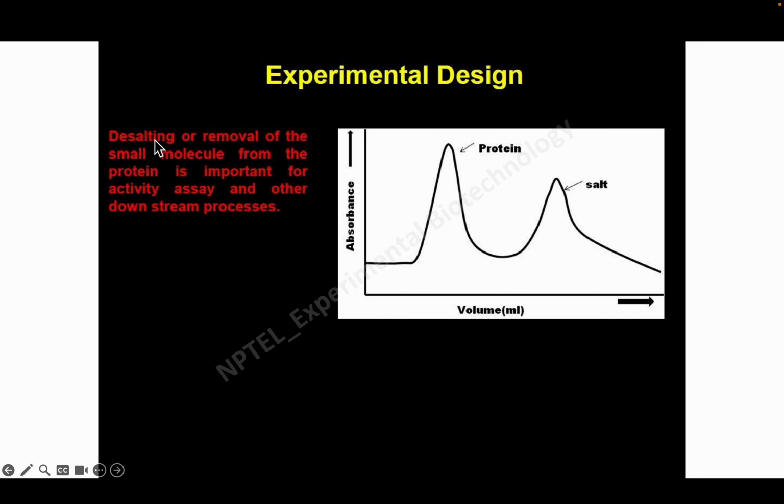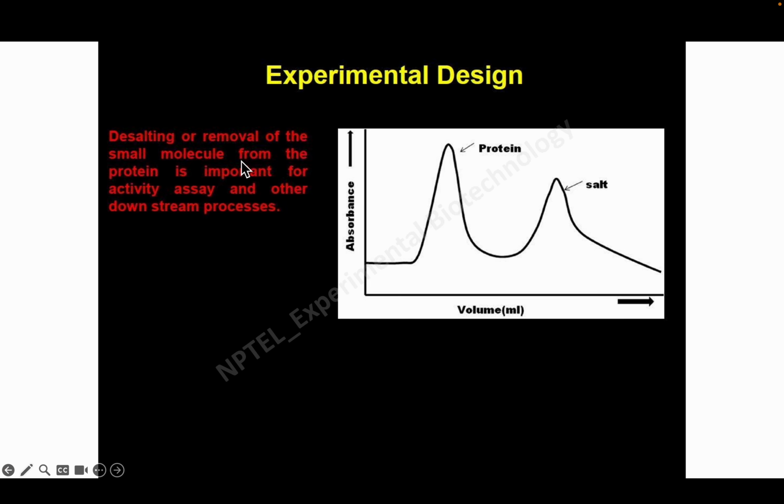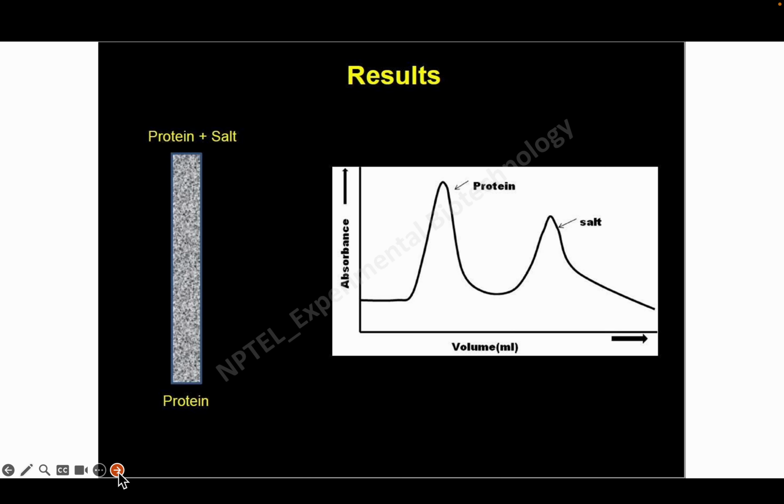He or she can do desalting. Desalting means removal of small molecules from the protein, which is important for activity assays and other downstream processes. So in desalting, he or she can separate the salt from the protein. A gel filtration column is equilibrated with a buffer or water, and then the sample for desalting is loaded. After the run, the protein and salt are eluted separately as peaks. This is a desalting column. So this is protein plus salt. While eluting, the protein comes out first and the salt comes later.